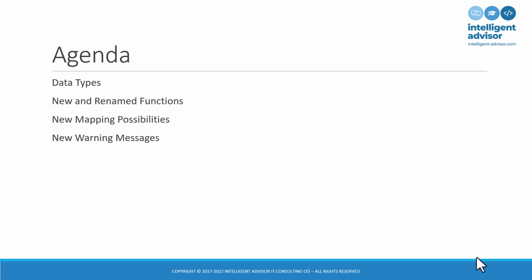Since the original training course was recorded, of course, the product has evolved. In this module, we'll look at 4 key areas that represent evolution between the original recording and today, which is the release of 22C. The 4 areas we're going to look at are data types, new and renamed functions, new mapping possibilities, and new warning messages. This presentation will be followed by a short demonstration of the majority of these features.